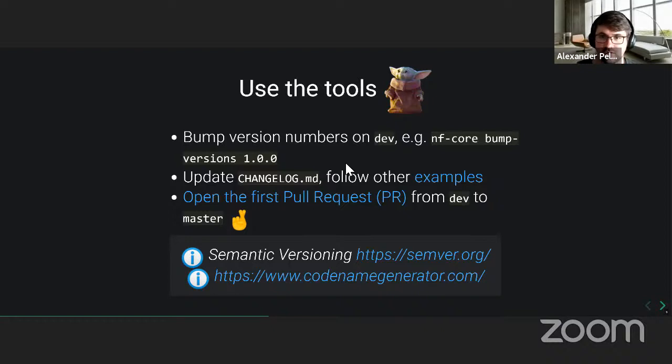So for example, if it's the very first initial release, people tend to explain in detail what the pipeline is actually capable of, which features are already present in version 1.0.0 for the very first release. And you could actually add that all to the changelog. And then after doing these two steps, you could simply open the first pull request.